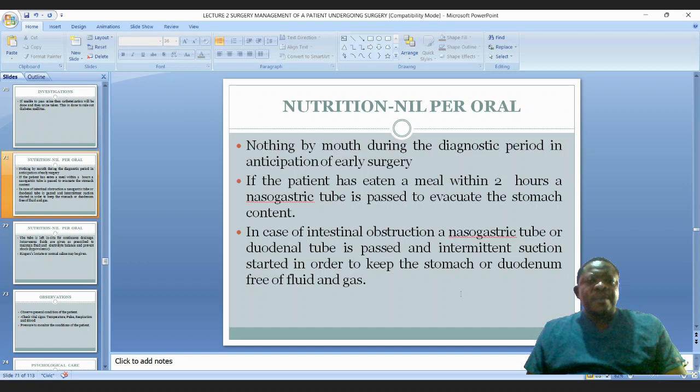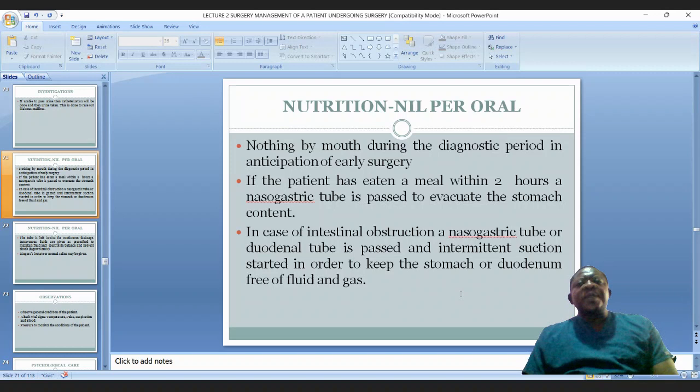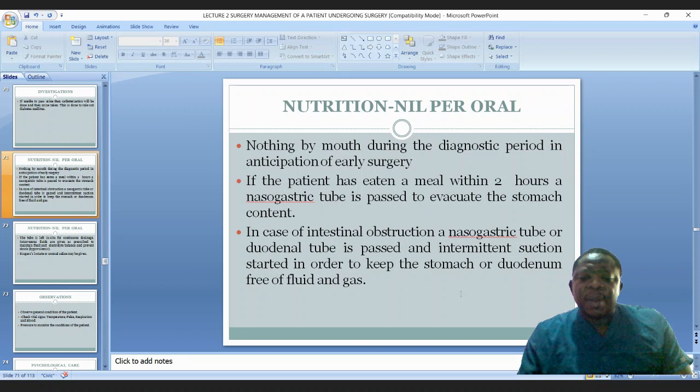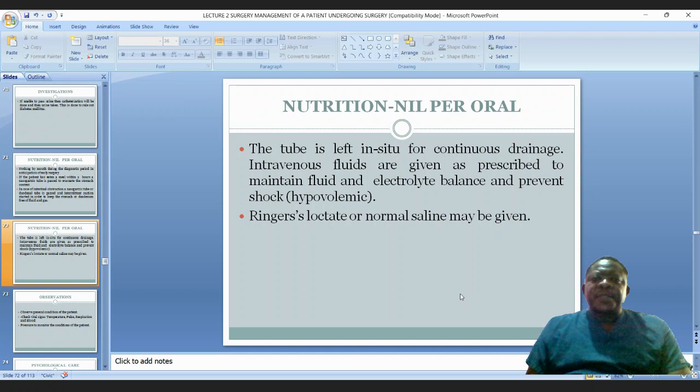So in case of intestinal obstruction, a nasogastric tube or duodenal tube is passed and intermittent suction started in order to keep the stomach or duodenum free of fluid and gases. So we are still maintaining nil per os for emergency. And if the patient had eaten less than 2 hours ago, you do a gastric decompression. So the tube is left in situ for continuous drainage, and intravenous fluids are given as prescribed.